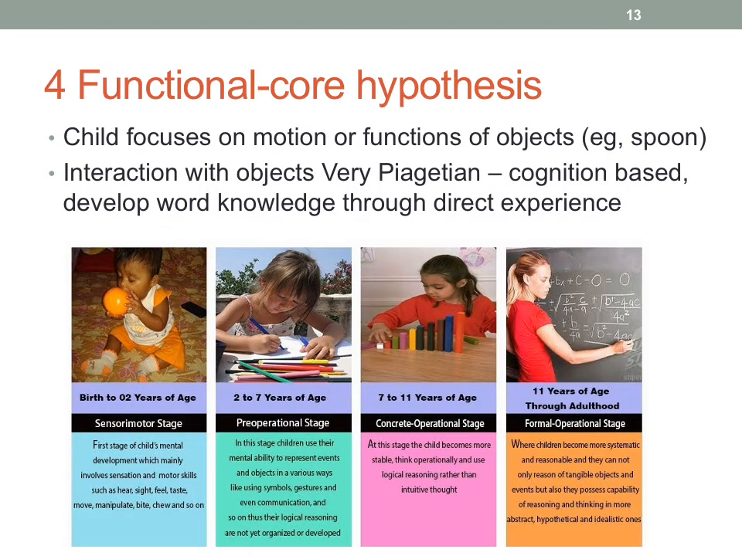Finally, the fourth hypothesis is functional core. So the functional core hypothesis says that the child is pretty focused on motion or movement or functions of objects. So for example, when they're introduced to the word spoon, they're focused not so much on semantic features of a spoon, like in the last theory, but they're focused on the function or use of the spoon.